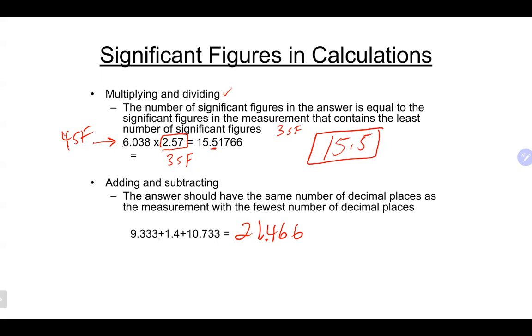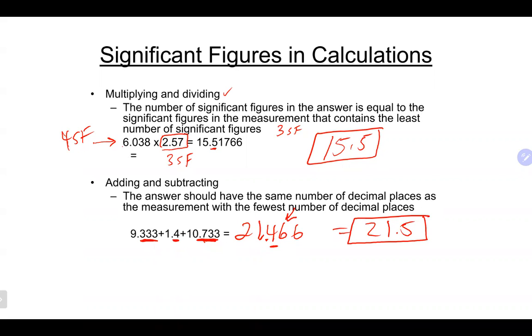So let's take a look. We are looking at decimal places here. First number has 3 decimal places. Next number has 1 decimal place. Last number has 3 decimal places, which means we should end up with 1 decimal place. We do look at the 6, which means we need to round up, and we should end up with 21.5 in this case. Any questions on that there?